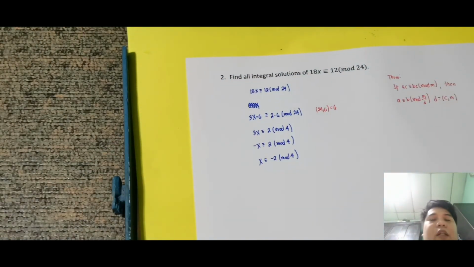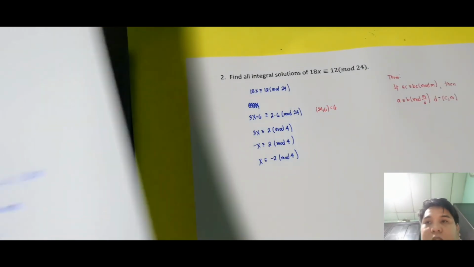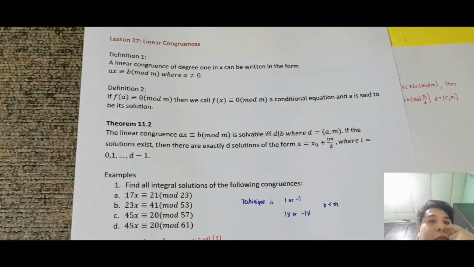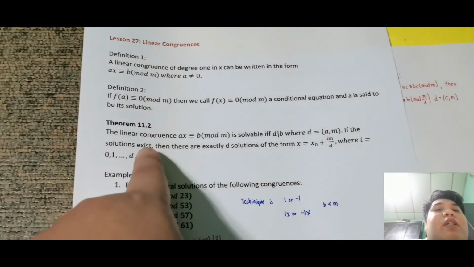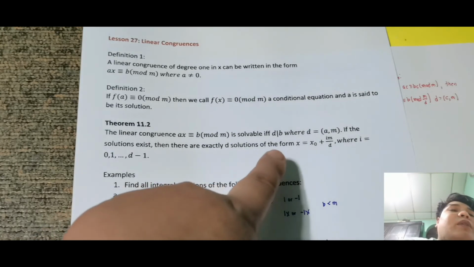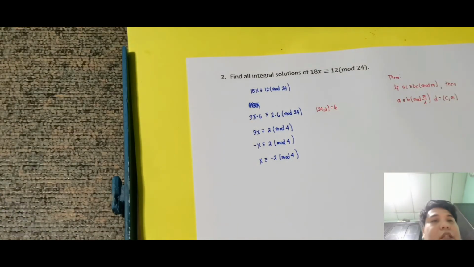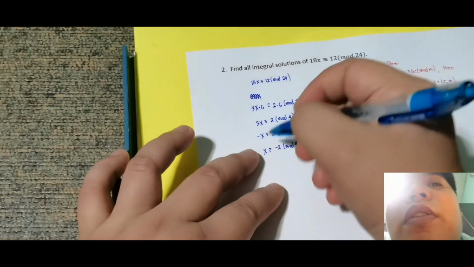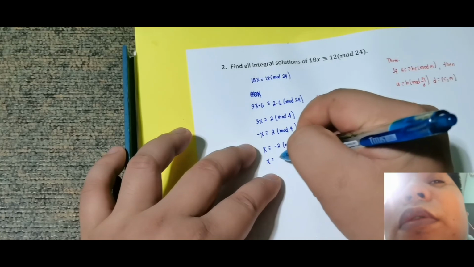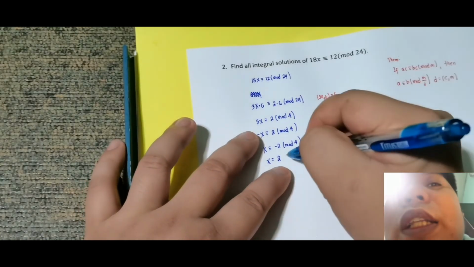Okay, so ano nangyari? Apply natin yung theorem na sinabi ko dito. Kung napansin nyo, meron tayong theorem na sabi niya, if the solution exists, then there are exactly these solutions of the form x is equal to x naught plus im over d, where i is equal to 0, 1, 2, 3, up to d minus 1. So, ano ulit yung d natin? D is 6. Tapos, ano yung i-multiply natin dito? Yung x natin by the way dito, so this is x is equal to 2 or negative 2.